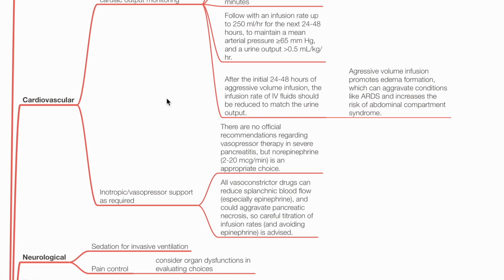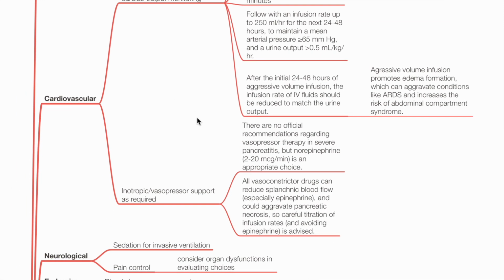Inotropic or vasopressor support as required. There are no official recommendations regarding vasopressor therapy in severe pancreatitis, but noradrenaline is an appropriate choice. All vasoconstrictor drugs can reduce splanchnic blood flow, especially adrenaline, hence careful titration of infusion rates is advised.